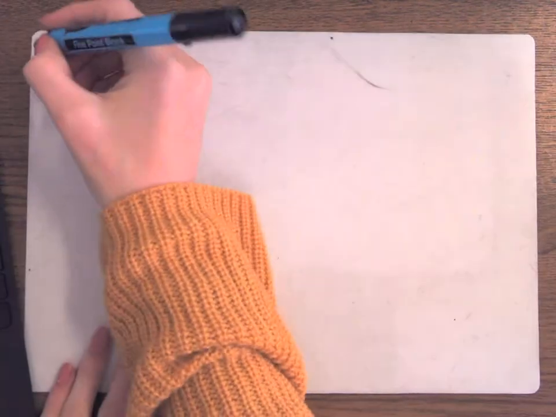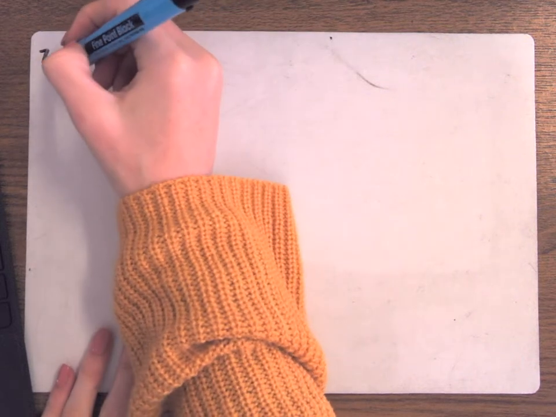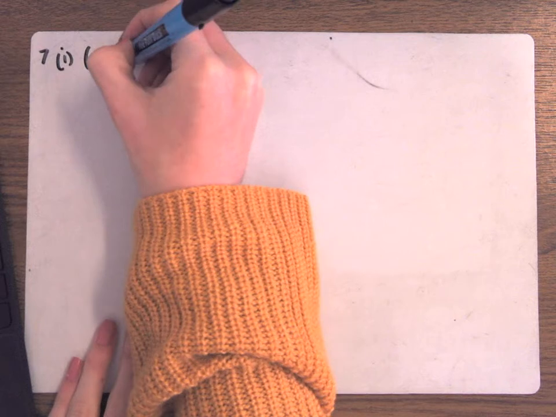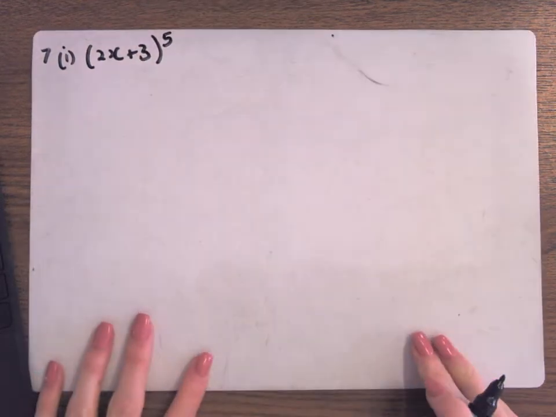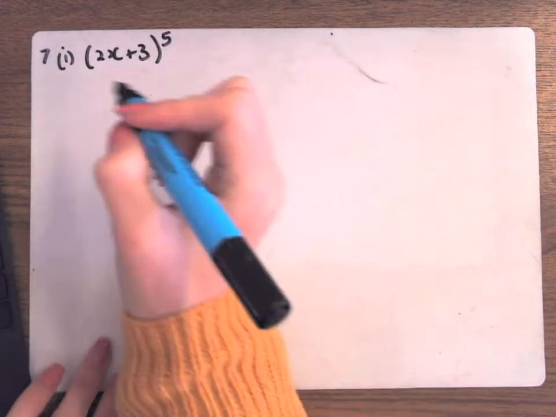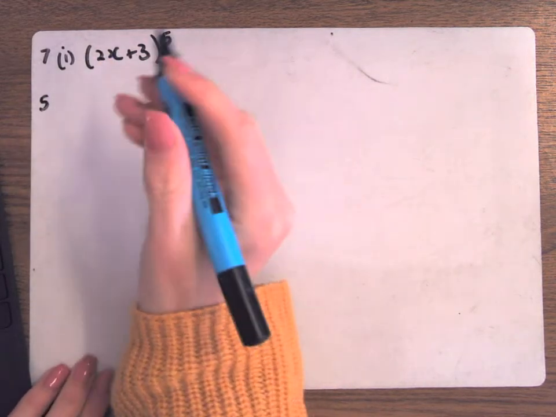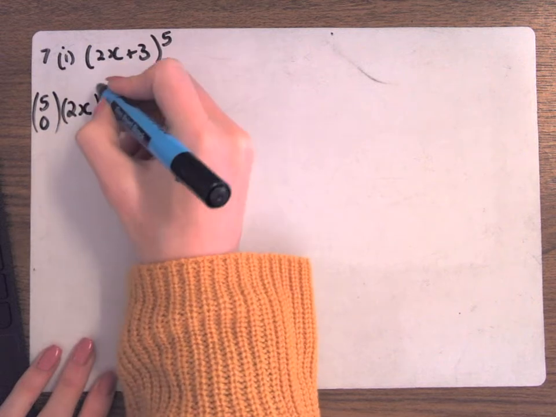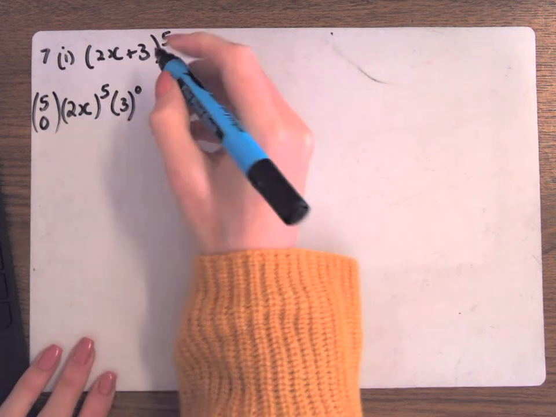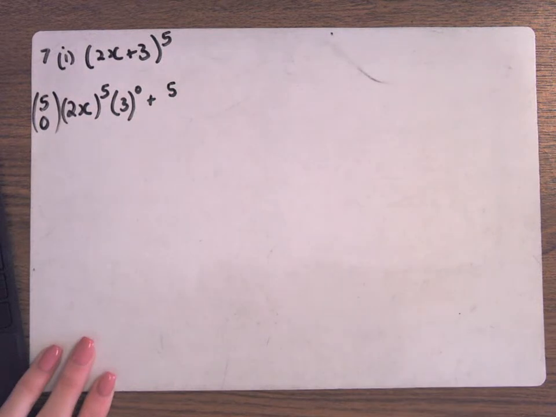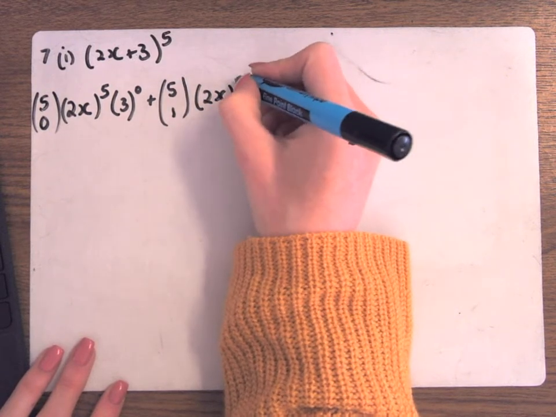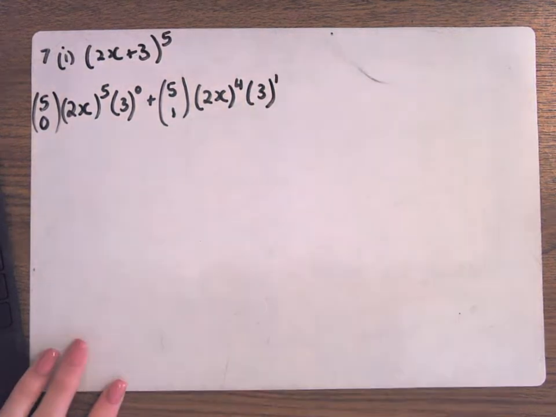Okay, number 7. So, do you want me to do the first or the second one? The first one, please. 2x plus 3 to the power of 5. Okay, will you start with me? So, 5 choose 0, 2x to the power of 5, 3 to the power of 0, plus 5 choose 1, 2x to the power of 4, 3 to the power of 1, and so on and so on.